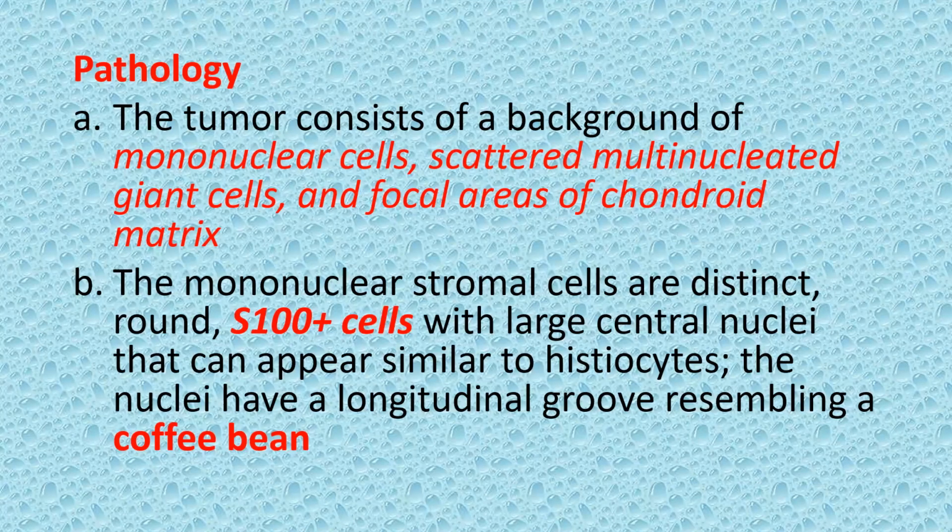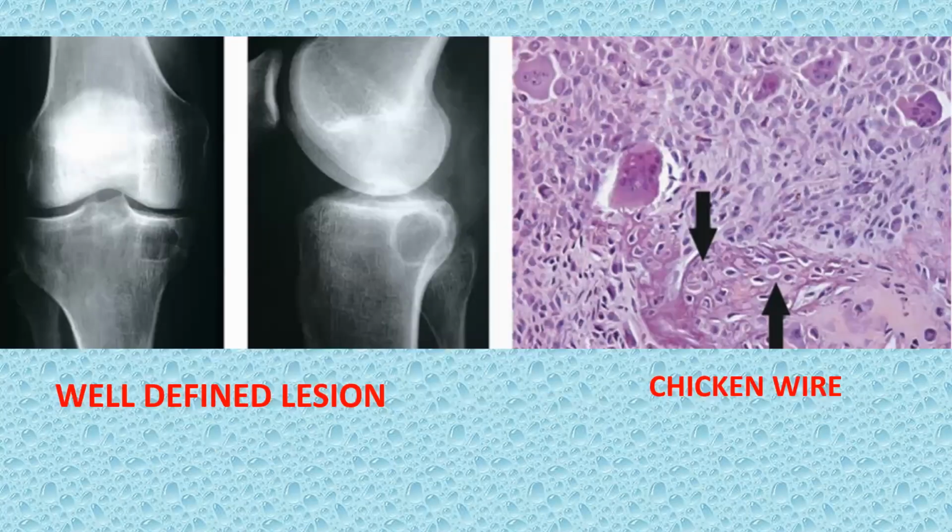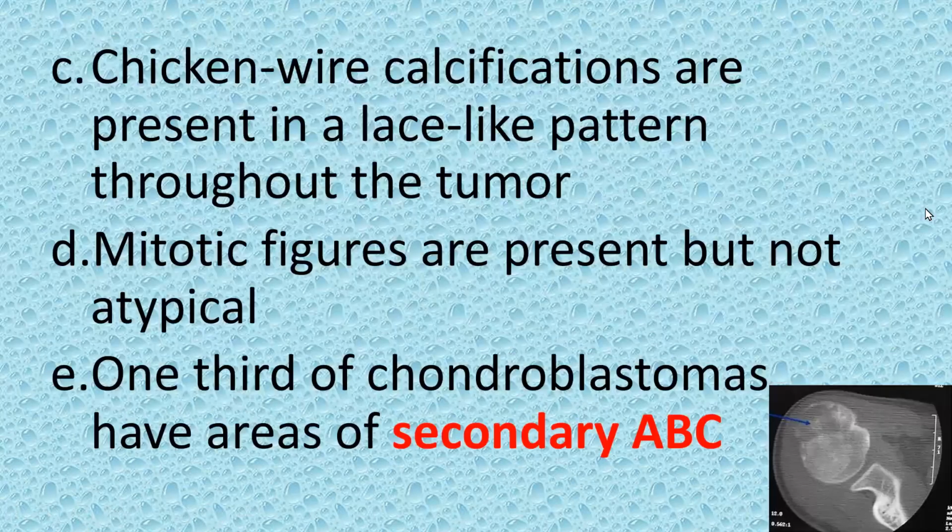These are various lesions. You can see that there are giant cells. These are giant cells. And this is what I was speaking about, the chicken wire appearance. But you can see it's well bounded. It has a radiolucency. There is calcification within the lesion. Chicken wire calcifications are present in a lace-like pattern throughout the tumor. Mitotic figures are present, but not atypical.